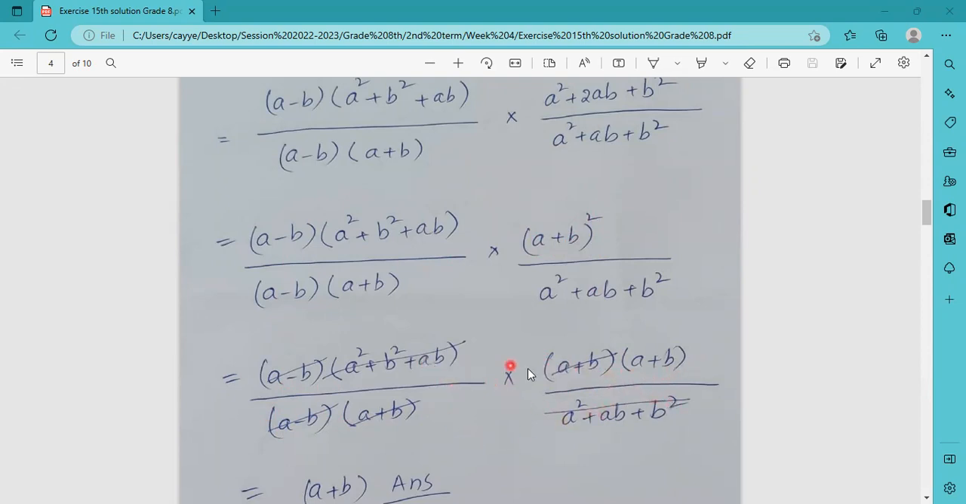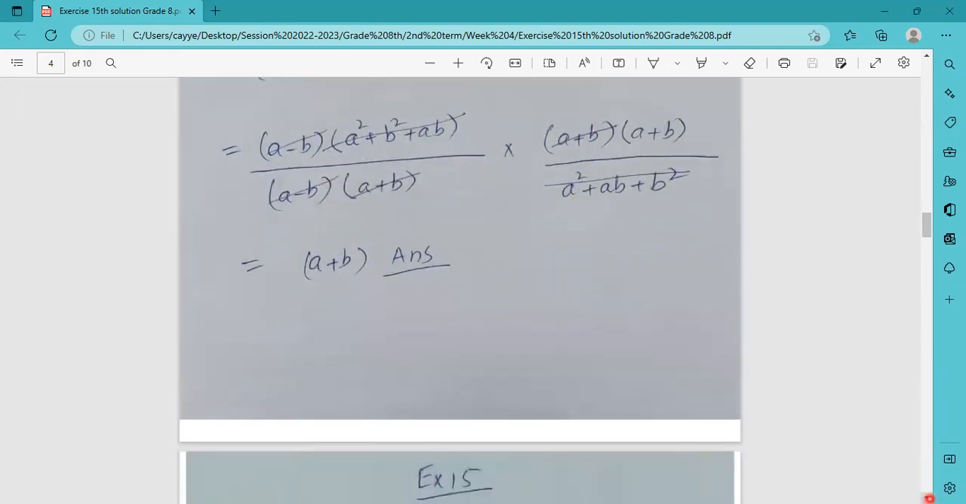When you cancel, you can apply laws of exponent here. You can write like this. But I feel that laws of exponent will be helpful in the next classes as well. So try to apply laws of exponent. Like you are cancelling a plus b by a plus b and making it 1. This is laws of exponent. And the remaining is a plus b.